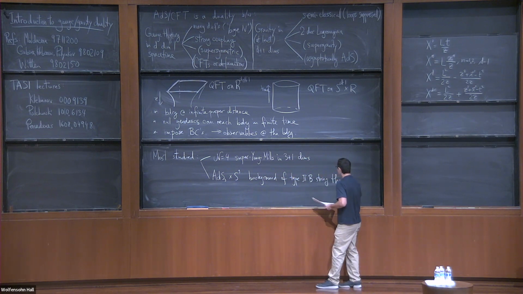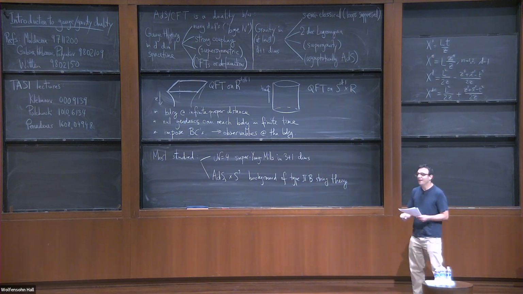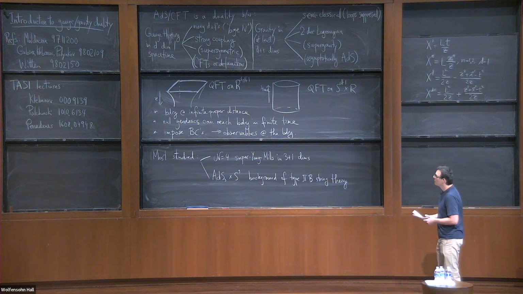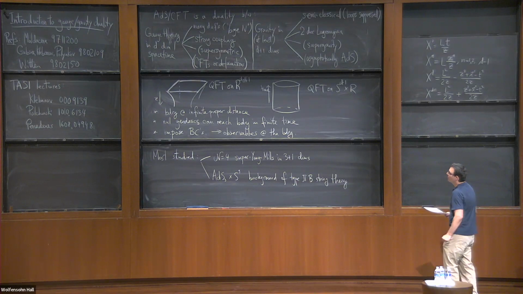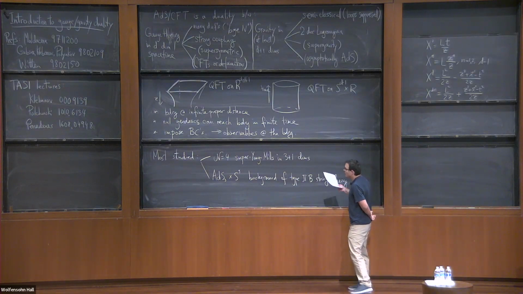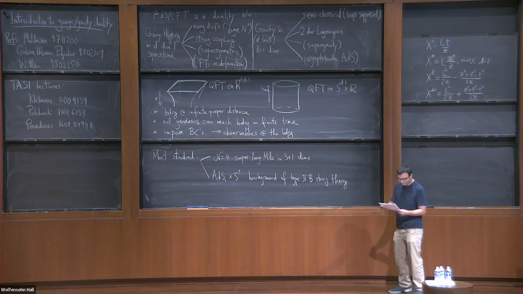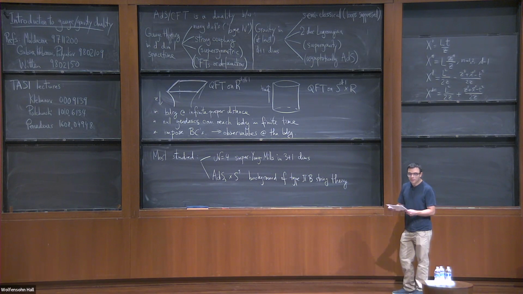Of course, since this is an introduction, I'm not expecting people to already know what this is. But I just wanted to mention it to show that there exists at least one example where this kind of idea works, where gauge theory can be described by gravity in a space with at least one more dimension. Okay.